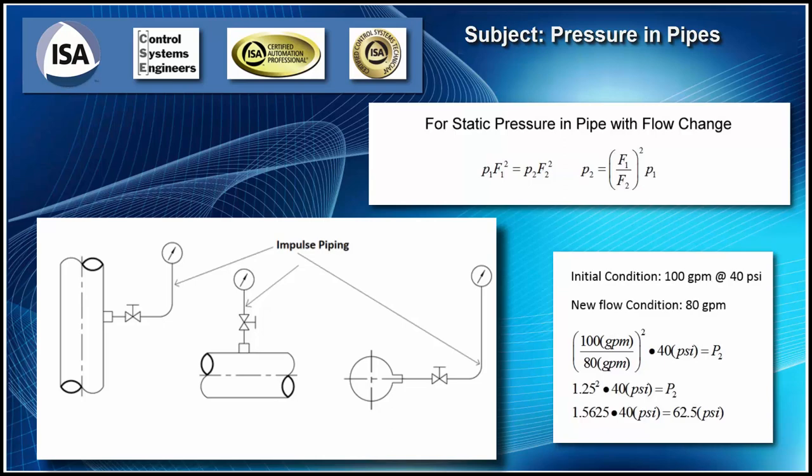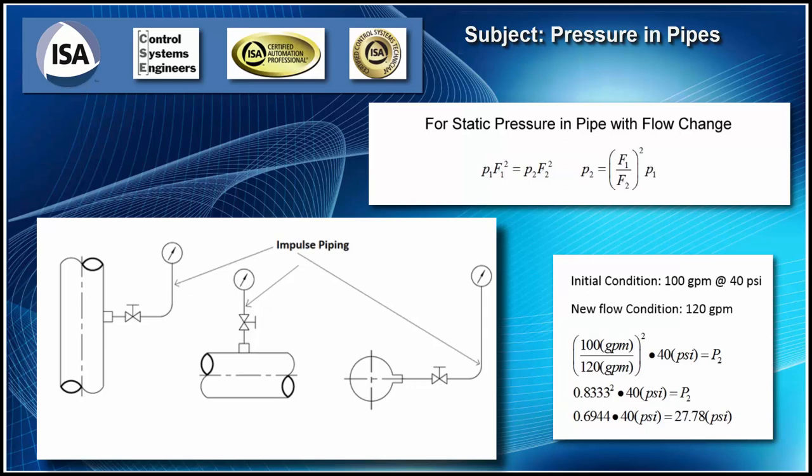Now let's speed it up from 100 gallons a minute to 120 gallons a minute. So again, our initial condition is 100 gallons per minute at 40 psi. So F1 would be 100 and F2 would be 120. We divide these and we get 0.8333. We square that and we get 0.6944. And then we multiply that times our 40 psi, and we get 27.78 psi on our gauge. So we can see as we speed up, the static pressure decreases just as we said.